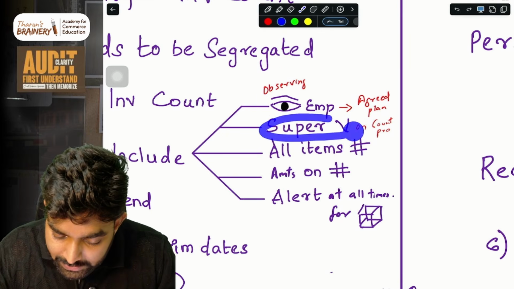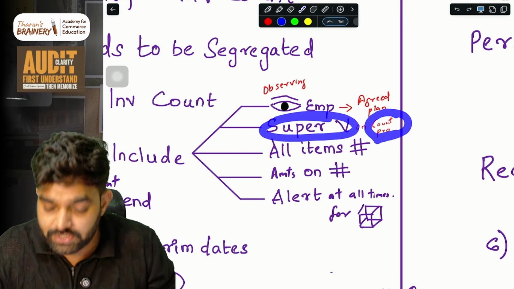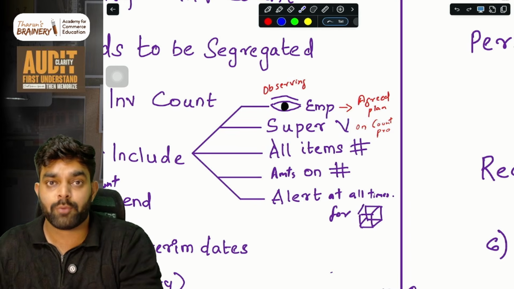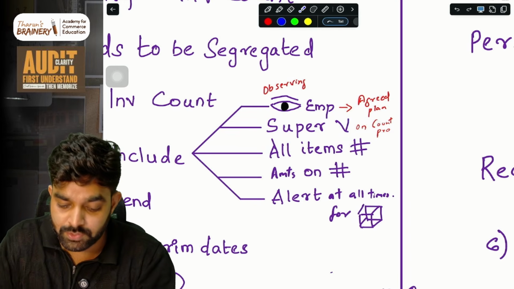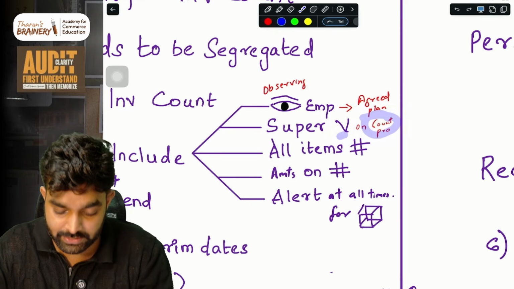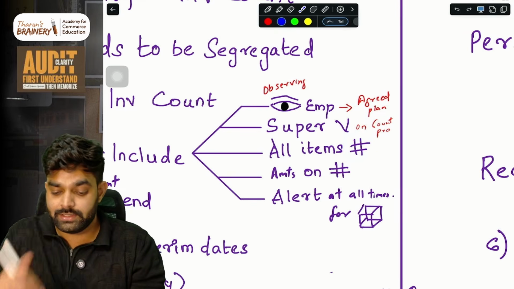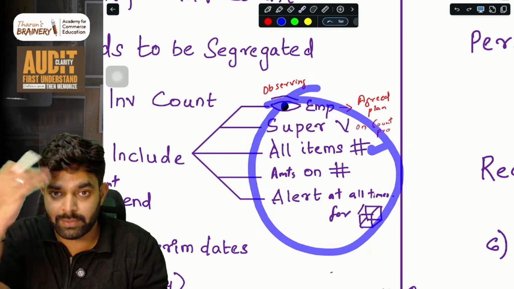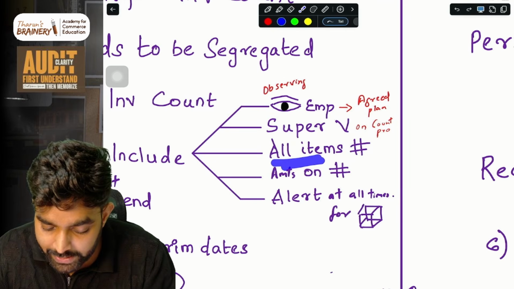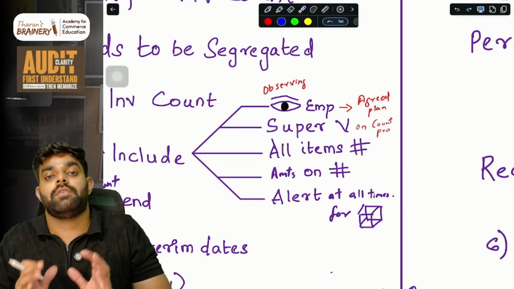Then you have to see whether there is supervision on the count procedures. When they are counting, ensure that there is proper supervision on the counting procedures. Then make sure that all items of inventory are properly tagged. This is hashtag, right? I use this to make you remember it. So make sure that all items of inventory are properly tagged.